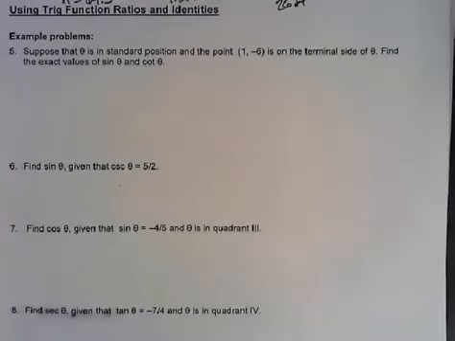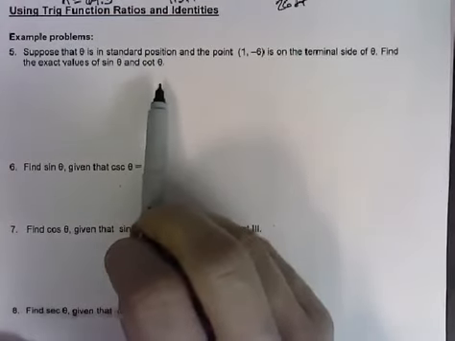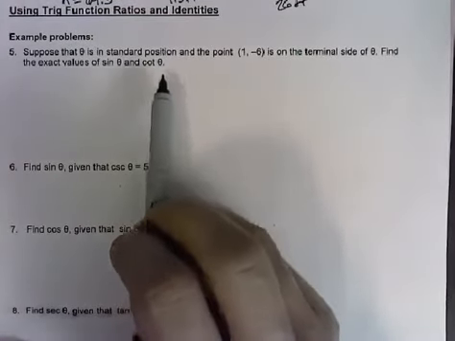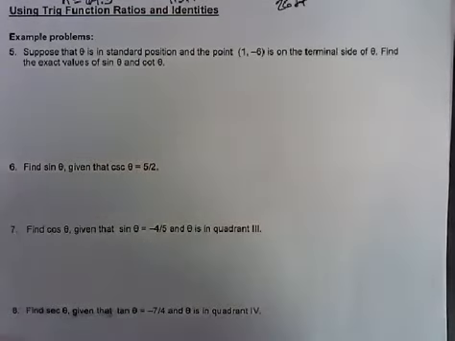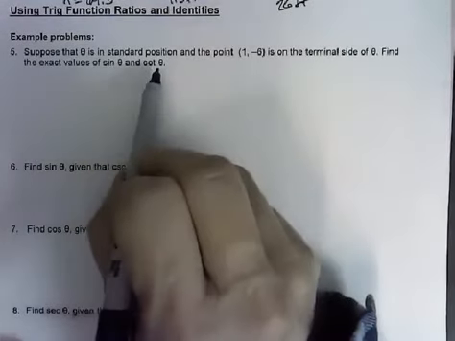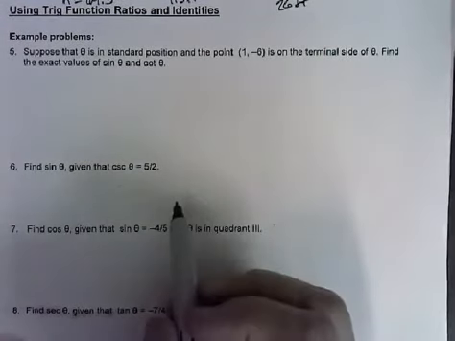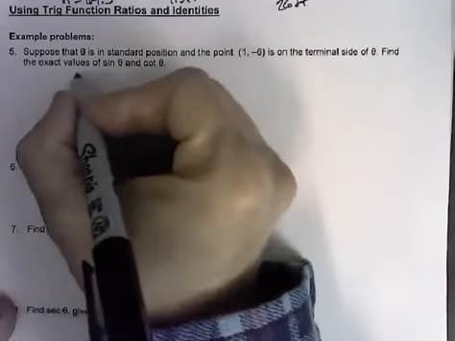Let's look at some different types of problems that use our trig function ratios and some of the identities. One of the first things we talked about that involved trig ratios was where we had a point on the terminal side of an angle and we found values of the trig functions for that angle. In this case, we're just trying to find the values for sine of theta and cotangent of theta. And remember, in most of these problems, it's going to help you to draw the picture.